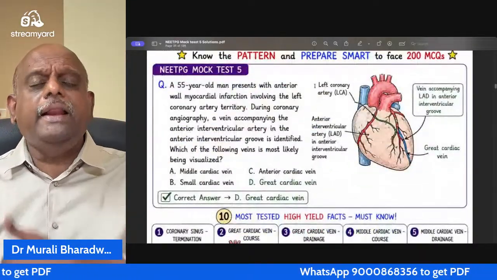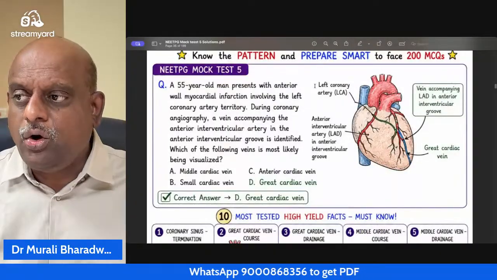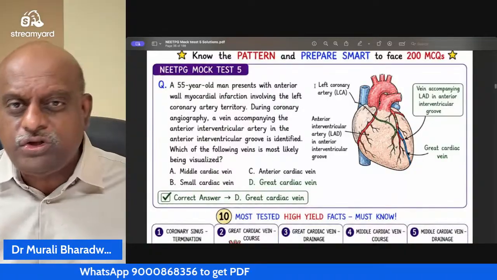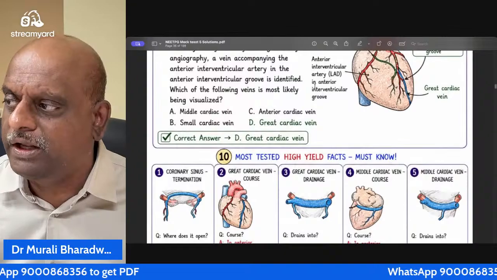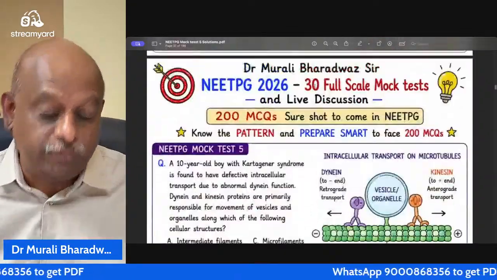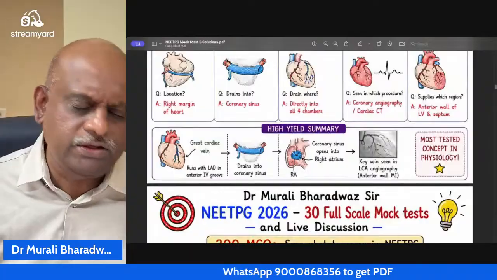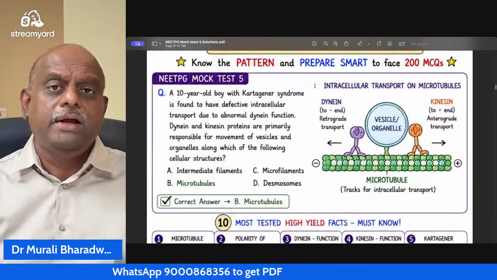In the anterior interventricular groove, along with the left anterior descending artery, which vein is found? Great cardiac vein is the one which is being found, is what we need to remember. Once more, coronary circulation. What are the arteries, veins draining the heart is the favorite question in every NEETPG exam.